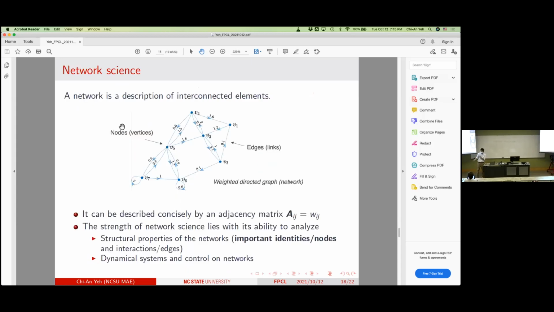That's one. The other one I like, the reason I want to introduce data science, maybe with a bit of network science, is that I don't think a lot of engineering students get exposed to these two topics, at least not in the Department of MAE.